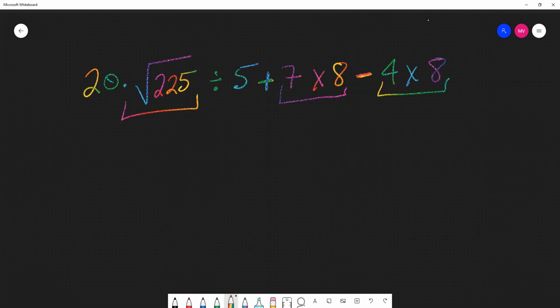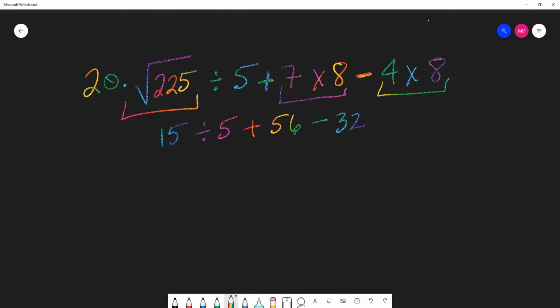Okay, so square root of 225 is 15 divided by 5 plus 7 times 8, which is 56. Always, that one always trips me up a little bit. Minus 4 times 8, which is 32.